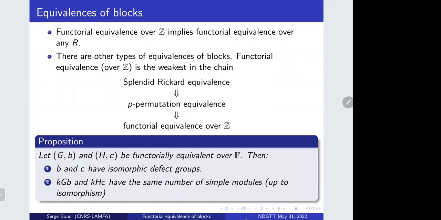And not only that, the algebras kGB and kHC have the same number of simple modules, up to isomorphism, of course. And not only that, the blocks B and C also have the same number of irreducible ordinary characters. I said nothing about that, but if we have a block idempotent of KG, there is a way to say when an ordinary irreducible character of G belongs to that block or that idempotent. And this is what this result says. In these two blocks, there is the same number of irreducible ordinary characters.